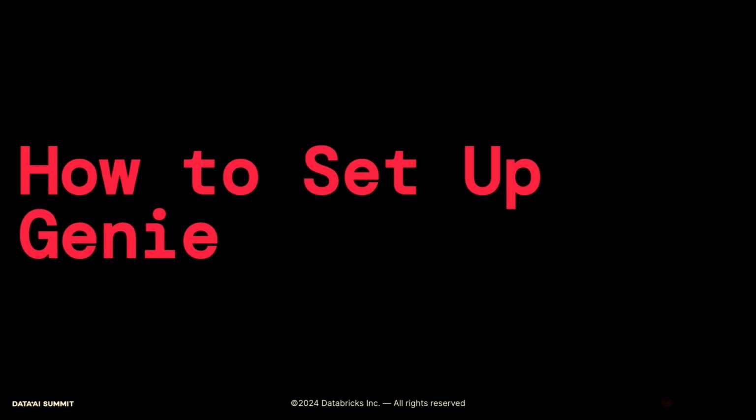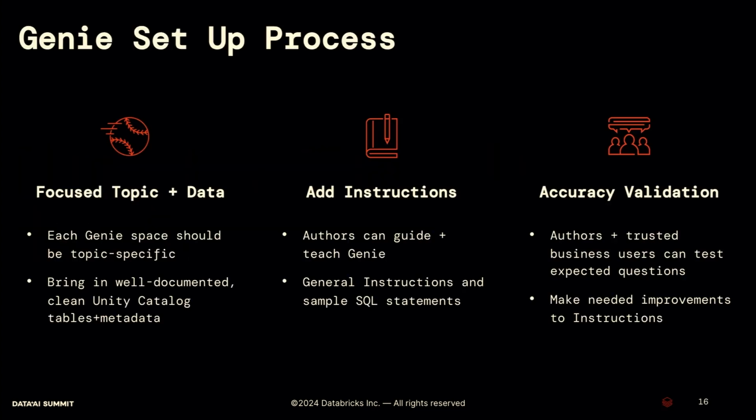So first, as a data analyst, how do I actually set up a Genie space? The high-level process is as follows. After you pick a specific topic, you're going to teach Genie about this topic's data. You're going to teach it by bringing in a focused set of tables that have good Unity Catalog metadata. Next, you're going to teach Genie about this topic's business jargon and unique terms through the concepts of general instructions and sample SQL statements. I'm going to show how each of these steps look in a second.